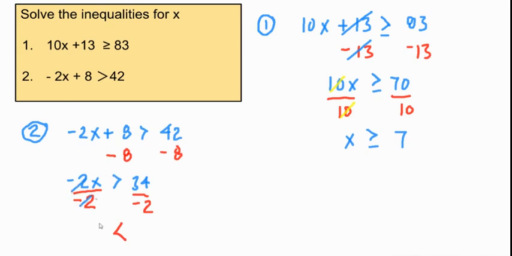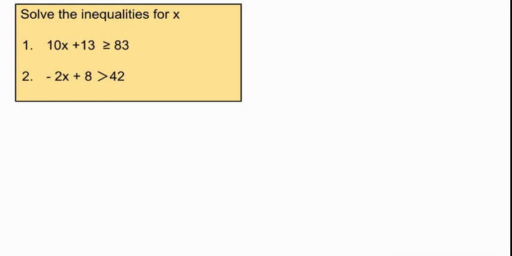These negative 2's are going to cancel. They leave us with x on the left side. 34 divided by negative 2 is negative 17. So that would be our answer to solving the inequality for number 2. It would be any number less than negative 17, but not negative 17. So negative 18, negative 17.5, and any number in the negative direction of the number line. Okay, let's clear that off and go to your practice problems.